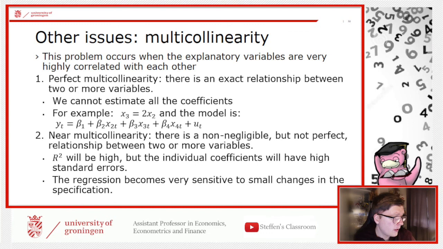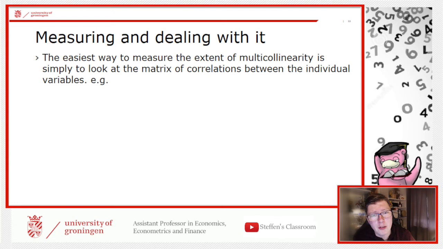So how do we deal with it if we measure it? The easiest way to notice it is simply to put up a correlation matrix. Simple as that. So you put up a correlation matrix of all your independent variables, not your dependent one. So all your independent variables, x1, x2, x3 in this case, and then you notice what the problem is.